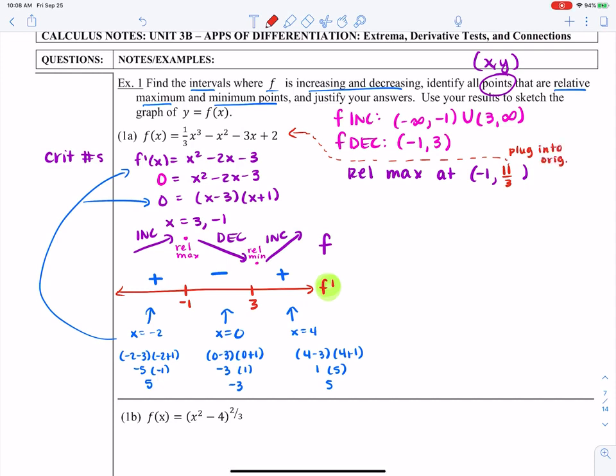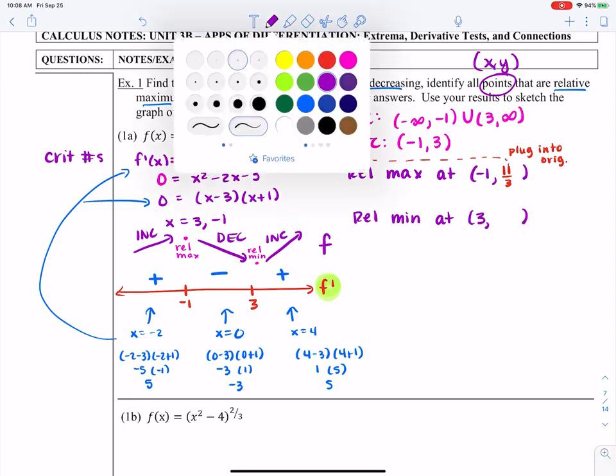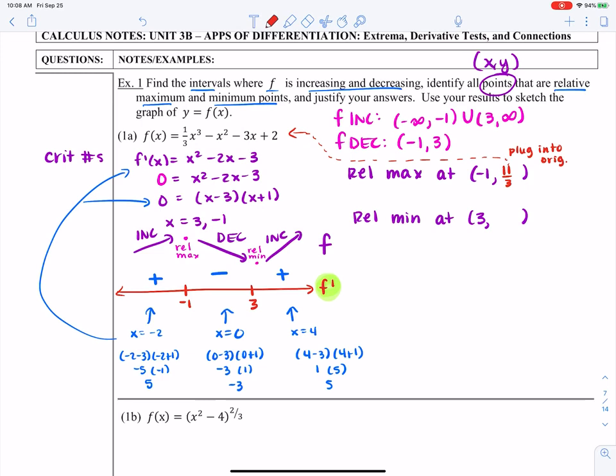Okay, and we know that we're going to have a relative min at 3, but I need that y value. So again, plugging into the original, we've got 3 cubed, which is 27. I'm going to have to multiply by 1/3, which will give me 9. And then I've got 3 squared, which is 9 again. We'll subtract there. And correct me if I'm wrong, I think we end up with negative 7.